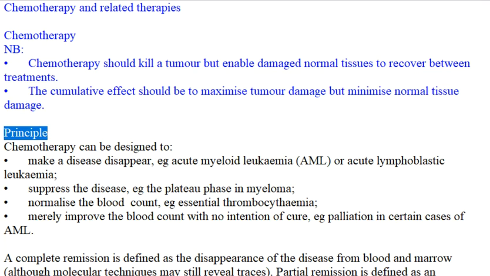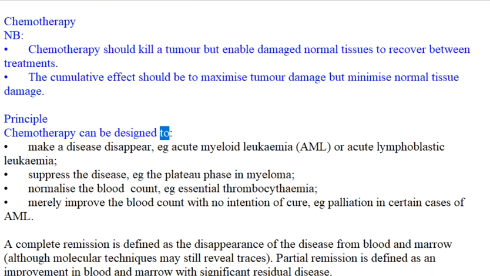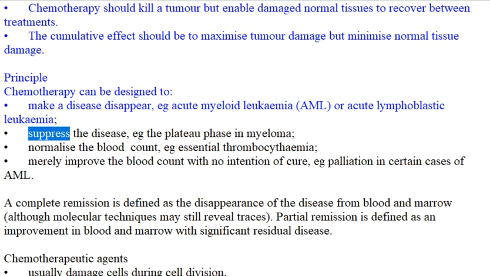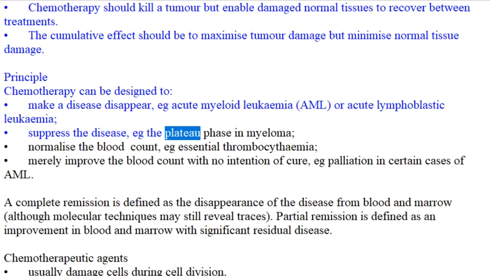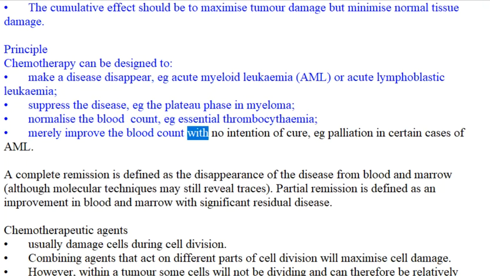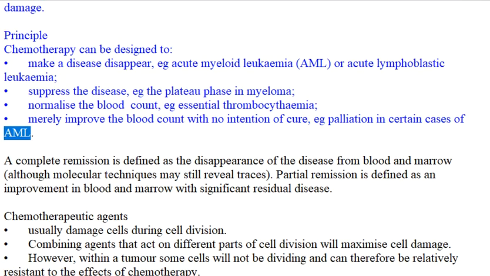Principle. Chemotherapy can be designed to make a disease disappear, e.g. acute myeloid leukemia, AML, or acute lymphoblastic leukemia. Suppress the disease, e.g. the plateau phase in myeloma. Normalize the blood count, e.g. essential thrombocythemia. Merely improve the blood count with no intention of cure, e.g. palliation in certain cases of AML.